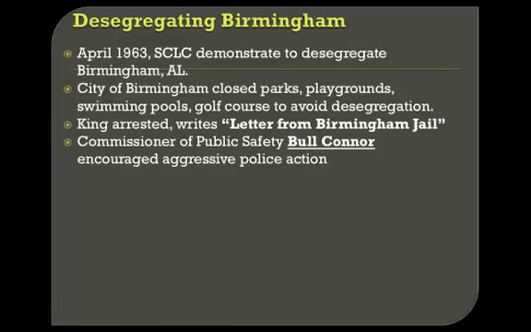And Birmingham is also famous or infamous for its commissioner of public safety. He was kind of like in charge of all law enforcement in the city. His name was Bull Connor, and kind of an appropriate name. He actually encouraged some pretty aggressive police action in order to break up these protests and to arrest those that were protesting.